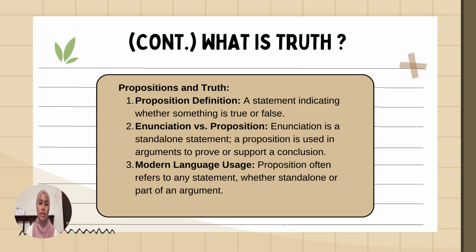Next, continuing what is truth in terms of proposition and truth. So the definition of proposition is a statement indicating whether something is true or false. And number two, enunciation versus proposition. Enunciation is a standalone statement. A proposition is used in an argument to prove or support a conclusion. And in modern language usage, proposition often refers to any statement, whether standalone or part of an argument.